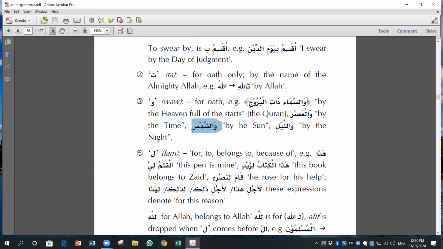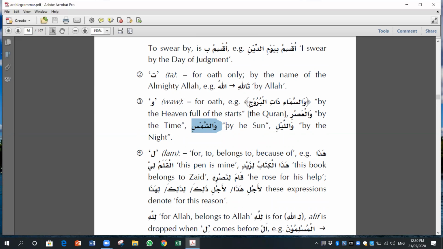Rahila, if it is washamsu, then it means "and the sun." If it is coming by default as shamsu, and then wow, washamsu, this is also correct, but then it will mean "and the sun." And if it is washamsi, for sure it is "by the sun," because whenever it follows with this kasra, then it means it is for oath only.